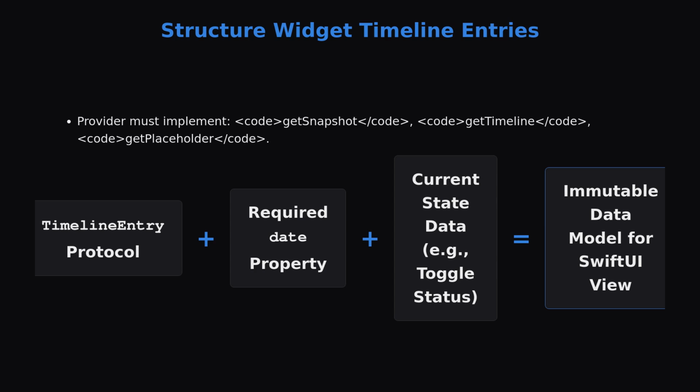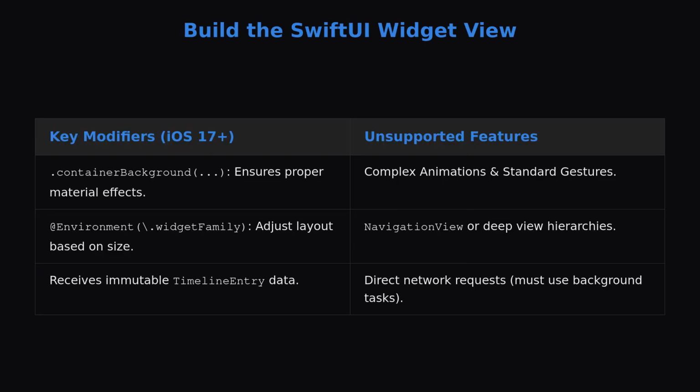The getTimeline method defines the refresh policy, specifying future dates and the corresponding entries, instructing the system when to update the widget. The visual presentation of the widget is defined within a standard SwiftUI view. Since iOS 17, use the containerBackground modifier to ensure correct background rendering and material effects across all supported widget families. It is critical to understand the limitations. Complex animations, standard gesture recognizers, and navigation views are strictly unsupported within the restricted widget context.